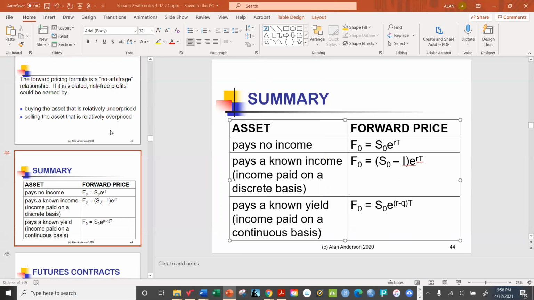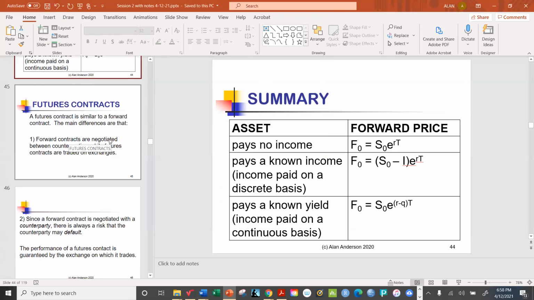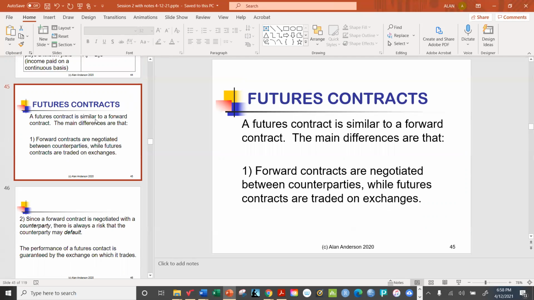All right, so now it's time to dive more deeply into futures contracts, which we know from last week are very similar to forward contracts, with some key exceptions based on institutional details about the way they're structured. For example, we know that one of the main differences is that the forward contracts are negotiated between counterparties, while futures contracts are traded through organized exchanges, like the Chicago Mercantile Exchange.